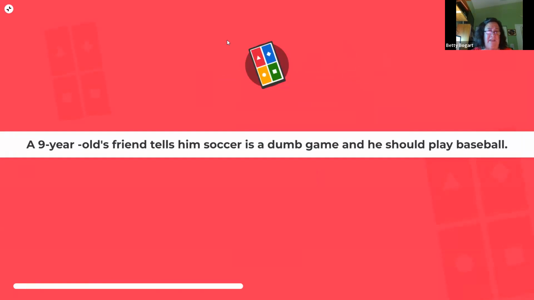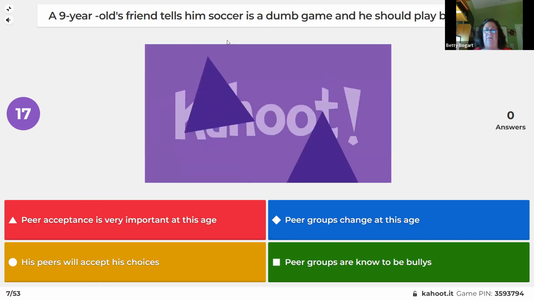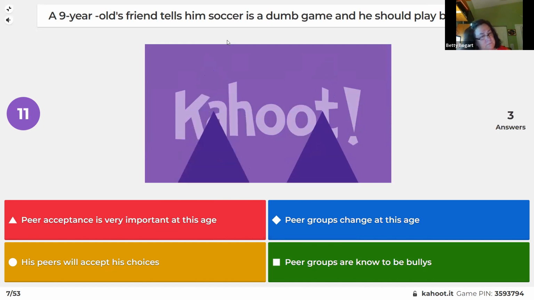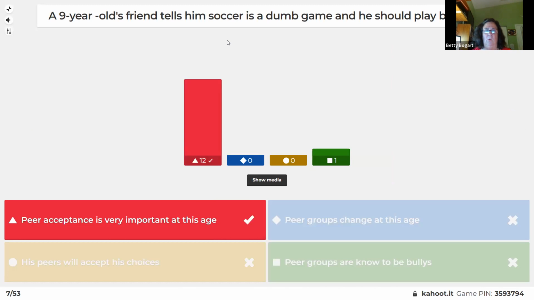A 9-year-old friend tells him soccer is a dumb game. He should play baseball. What's that all about? So when you're 9, you are very into same sex peers and friends, and you'll do things to please them, to keep them together because they're so important to you.